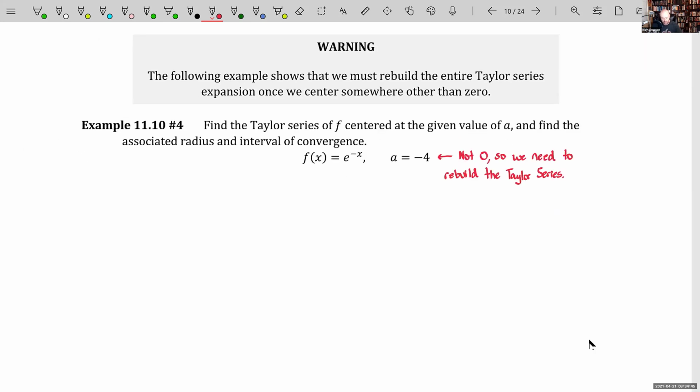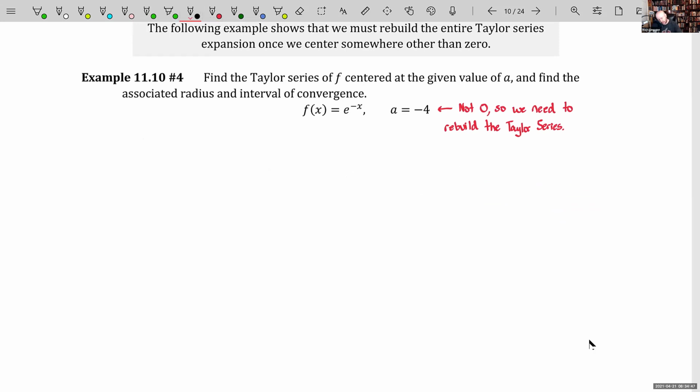It's good practice. So what you're going to do is build a table. N versus the nth derivative at x versus the nth derivative at the center. The center I'll call A, but we know A is negative 4. Okay.